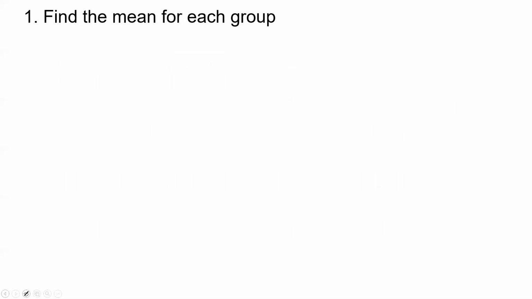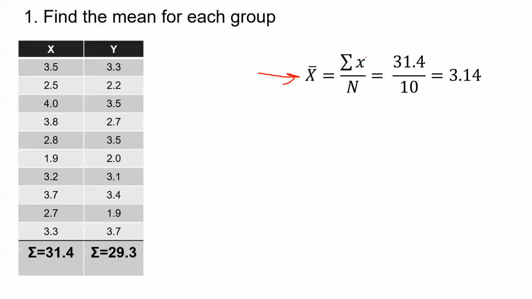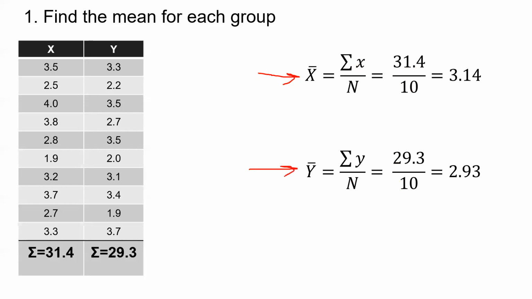So the first thing we're going to do is find the mean for each group. So here are our individual scores. We have each of our individual X scores, each of our individual Y scores. We're working towards calculating the mean. So we're going to sum these columns together. So the sum of this column is 31.4 and the sum of this column is 29.3. We calculate our mean for X: the sum of X divided by N, 31.4 divided by 10 is 3.14. Our mean for Y, the sum of Y over N, 29.3 divided by 10, or 2.93.